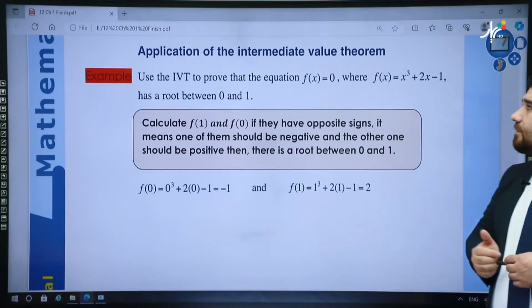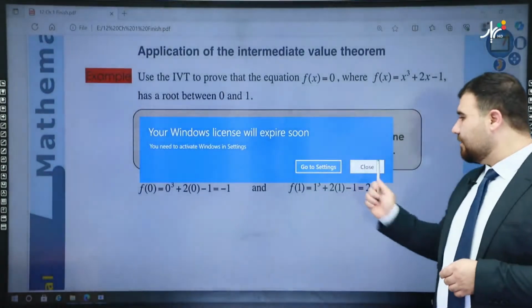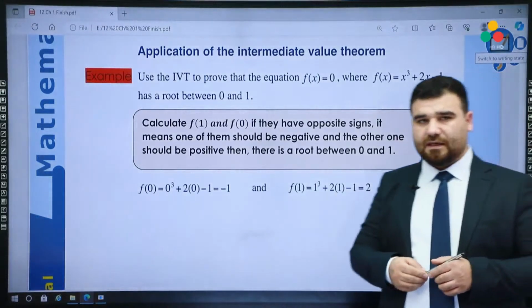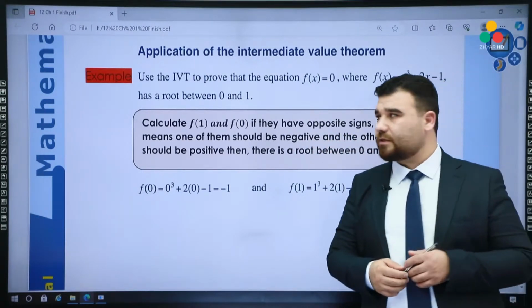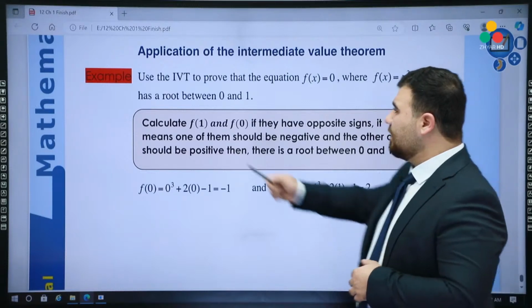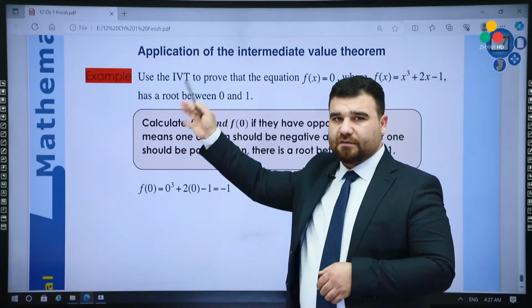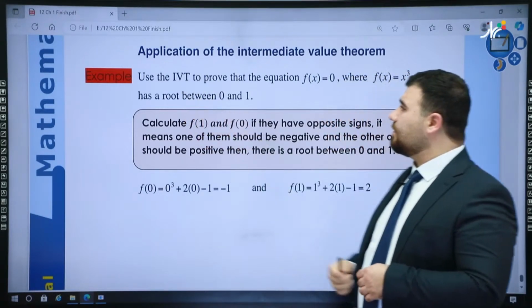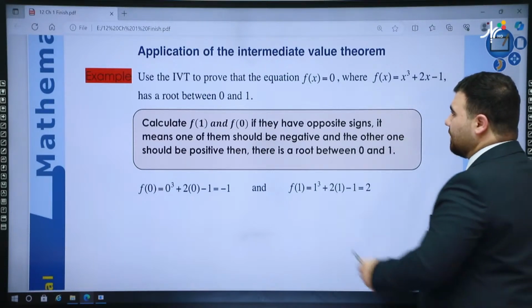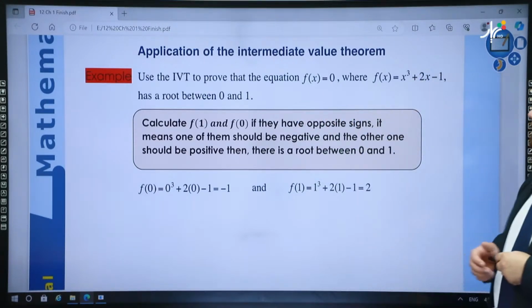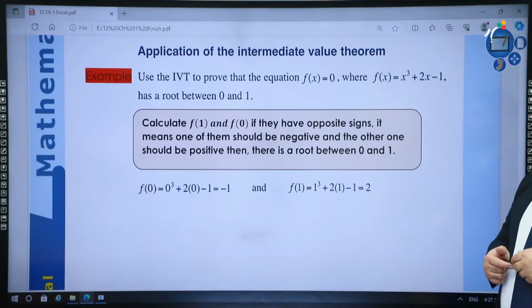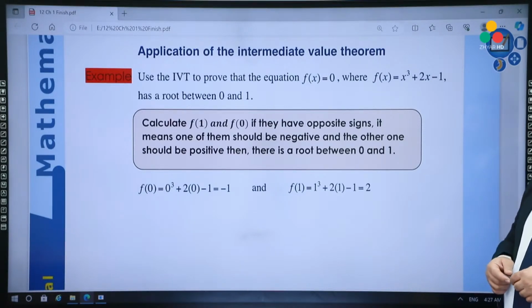Application of intermediate value theorem. Intermediate value theorem is important most of the years. It has a question, 2 marks, and it's too easy. IVT means intermediate value theorem. Then use the intermediate value theorem to prove that f(x) equal to 0, where f(x) is x cubed plus 2x minus 1, has a root between 0 and 1.